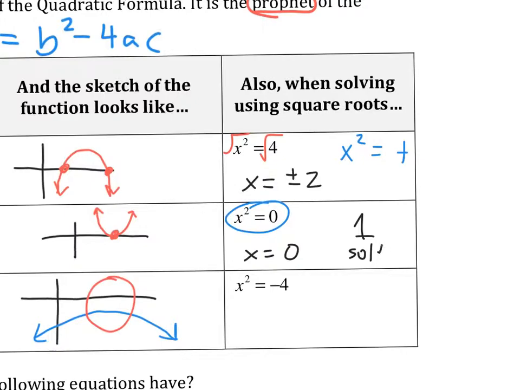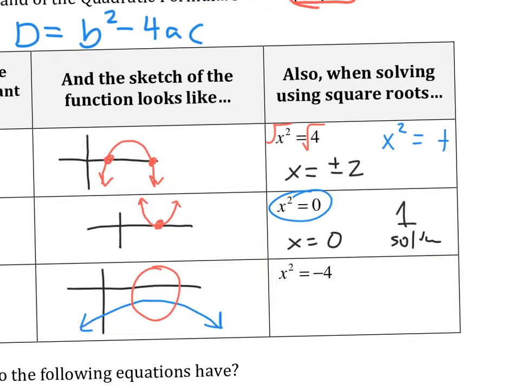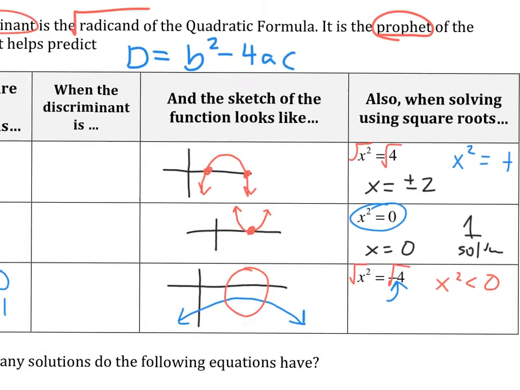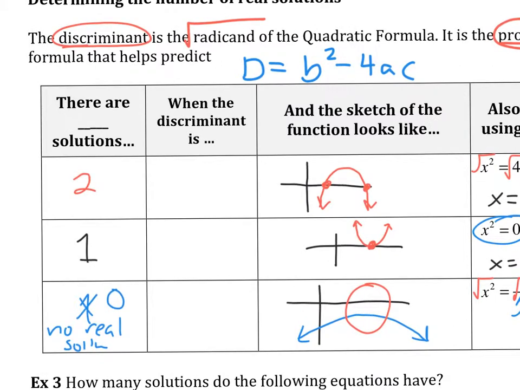So it's in the same row as the one solution. But notice the problem here. If your x squared is less than 0, what happens? You get a negative inside. And because there's a negative inside, we say we can't do that, which is not entirely true. We can't do that in the real world. So that brings us over here.